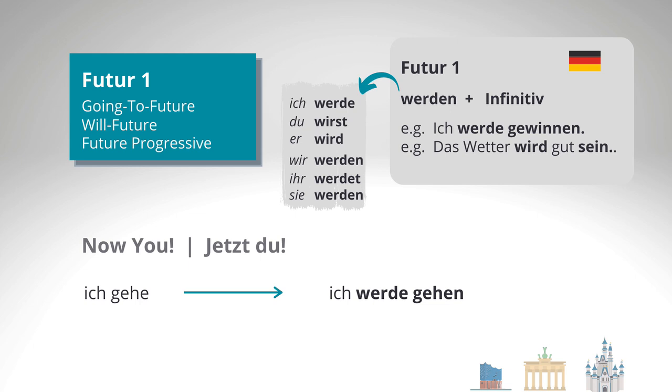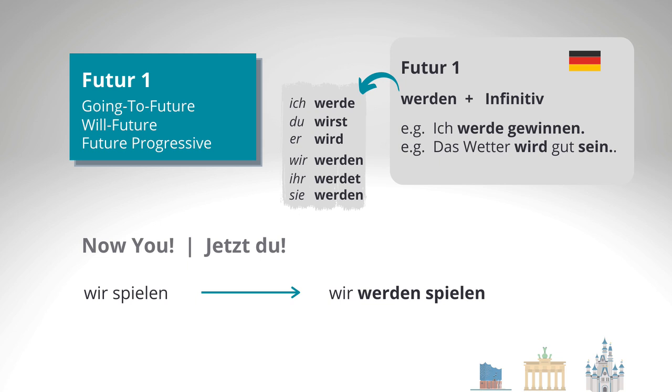Let's have one more example. This time you're on your own. Our next phrase is "wir spielen". Wir spielen. Please convert this phrase into the Futur 1. The correct solution would be wir werden spielen.